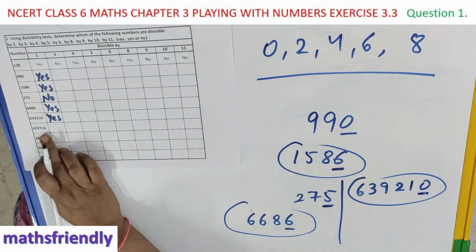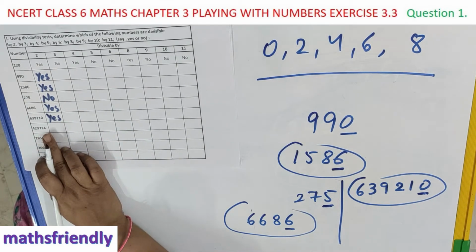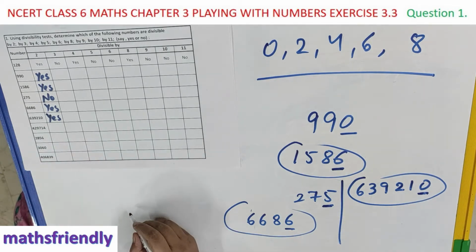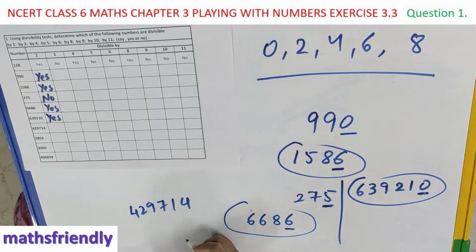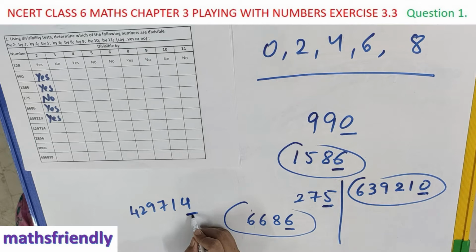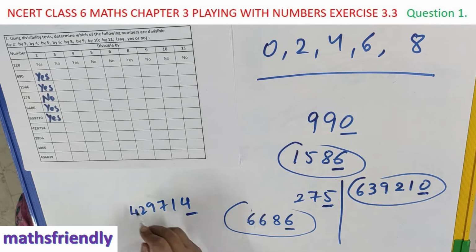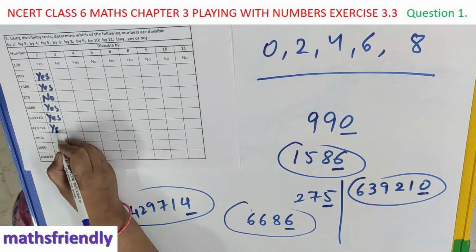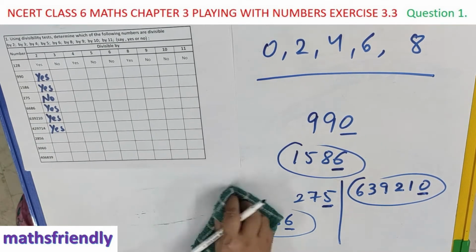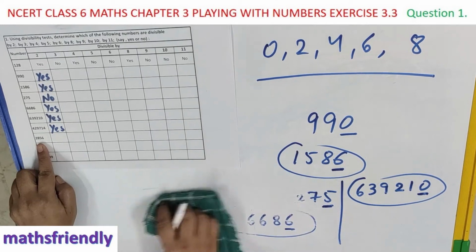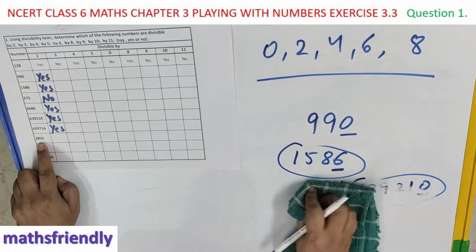Now the next number is 429714. The units place of this number is 4. The units place has which digit? It has 4. So it means this number is divisible by 2. We will write yes. Now what is the next number? The next number is this one, 2856.